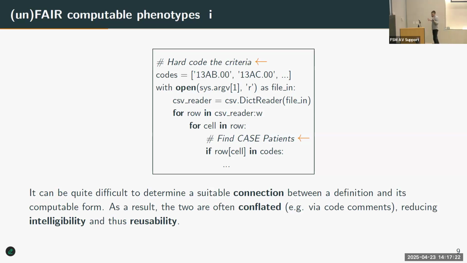And that's not good. I don't think that's nice because it makes things much more complicated. It makes things much more difficult to follow. Like, what does this mean, hard code the criteria? What criteria? What does this mean, find case patients? What's your definition of a case? And again, and I'm going to keep relating this back to fairness, when you conflate the logic with the implementation, as has been done here, you reduce intelligibility, much harder to read. If it's harder to read, people just aren't going to reuse it. Okay? So this is kind of problem one. Problem one, if I take the phenotypes that we already have, the computable phenotypes, and just upload them, problem one.